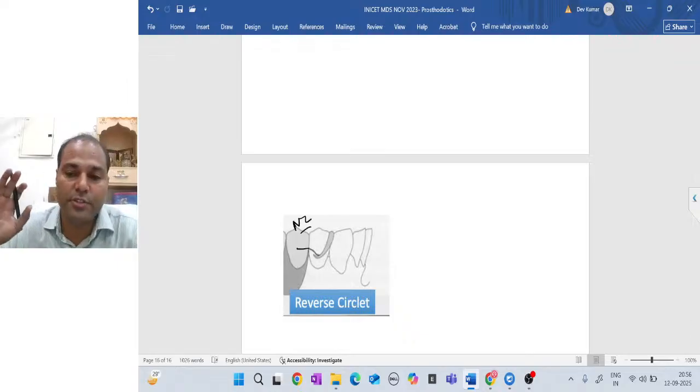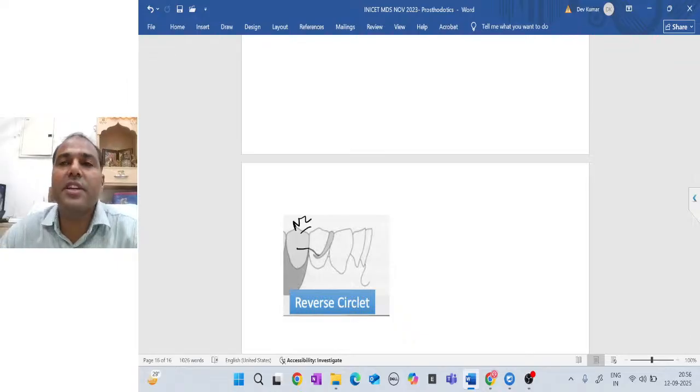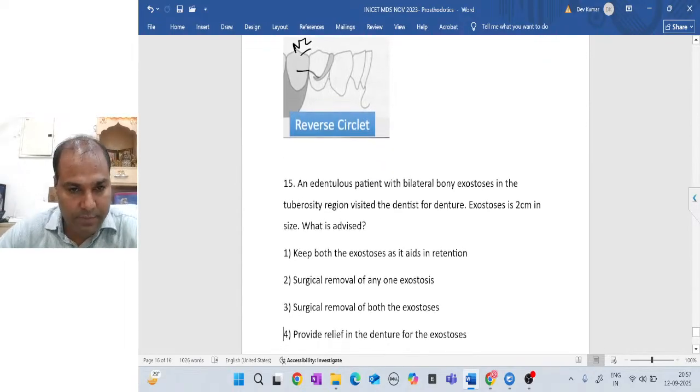the edentulous ridge. Okay, do not give a simple circlet clasp in case of distal extension cases. It's contraindicated. Why? Because it may overtorque the principal abutment in the anterior-posterior direction. Remember this. Clear? Last question.